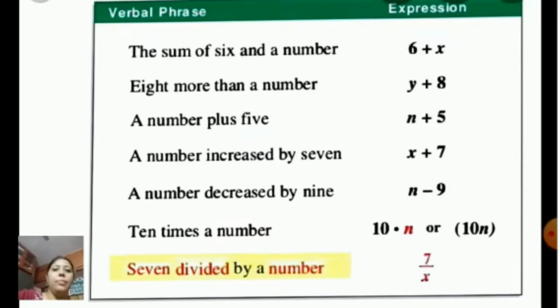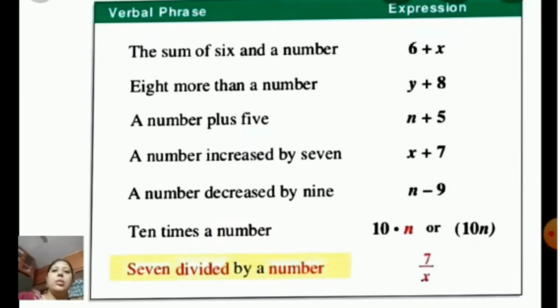We talk in some language, either English or Hindi. We have some phrasal verbs we use, like when we add a number with a variable like 6 plus x, then we say sum of x and 6. Like we say 8 more than y, then we have an expression. When it is more, we use plus, so we write y plus 8. Similarly, a number plus 5, so we write a number as n and we add it with plus 5. Number increased by 7, and then again we have to use the plus mathematical operator.